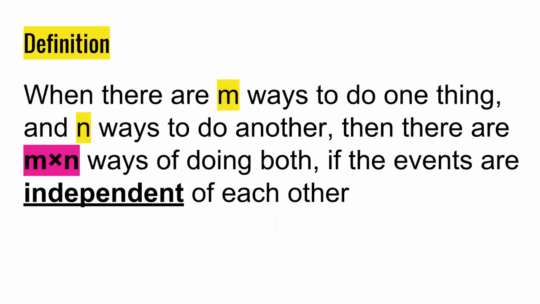So the basic principle of counting says that when there are M ways to do one thing and N ways to do another, then there are M times N ways of doing both if the events are independent of each other. So this is it about the basic rule of counting. Let's check out another way of counting.